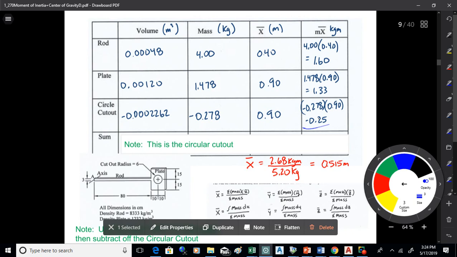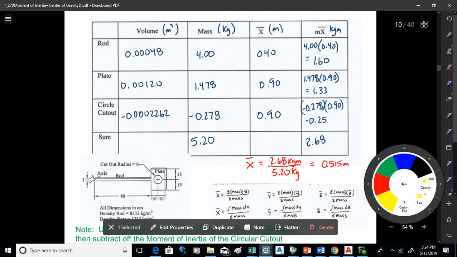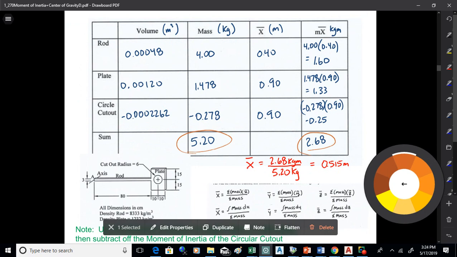Okay. And then once I've got that stuff, I'm going to total up the mass, and I'm going to total up the mass times x-bar for each shape, and then I'm going to divide the mass into the mass times x-bar. What I'm getting out of this is a weighted average, which is where the centroid's at. Okay, so the total of m times x-bar is 2.68, and the total mass is 5.2. So I'll just divide those out and get 0.515 meters. Okay, so that's where the centroid is.